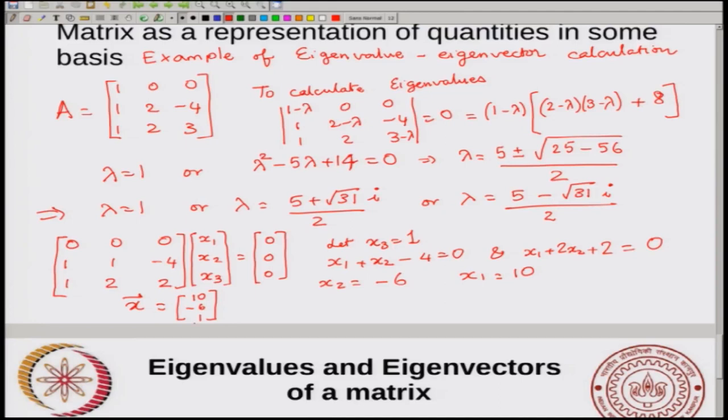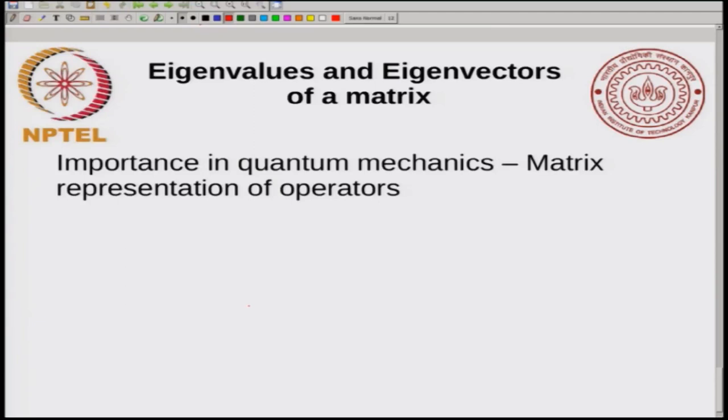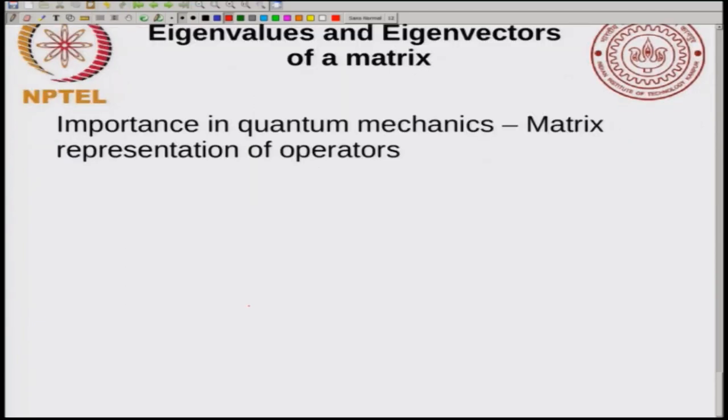Okay. So now, before we conclude this lecture, I just want to say why eigenvalues and eigenvectors are very important in quantum mechanics. In quantum mechanics, the eigenvalue equation has the following form. Suppose you have an operator O, and it operates on some state psi, and you get lambda times psi. I'll just put a subscript lambda. Then you say that this is called an eigenfunction of the operator O, and this is called the eigenvalue. This is the typical eigenvalue equation that you write in quantum mechanics.